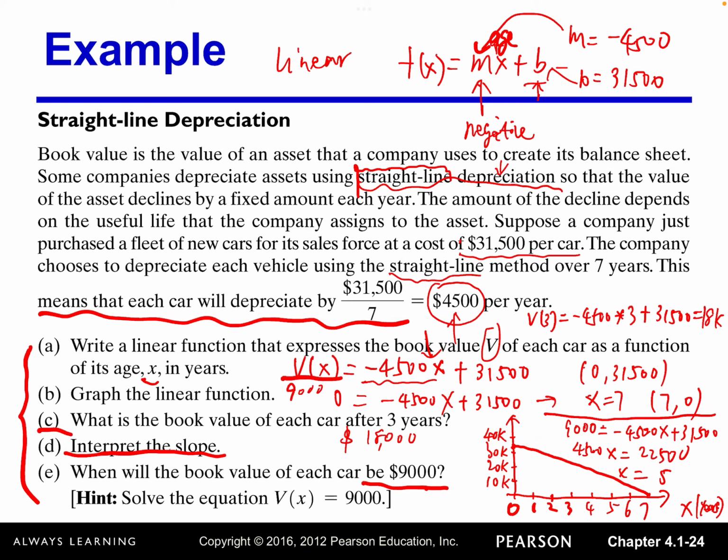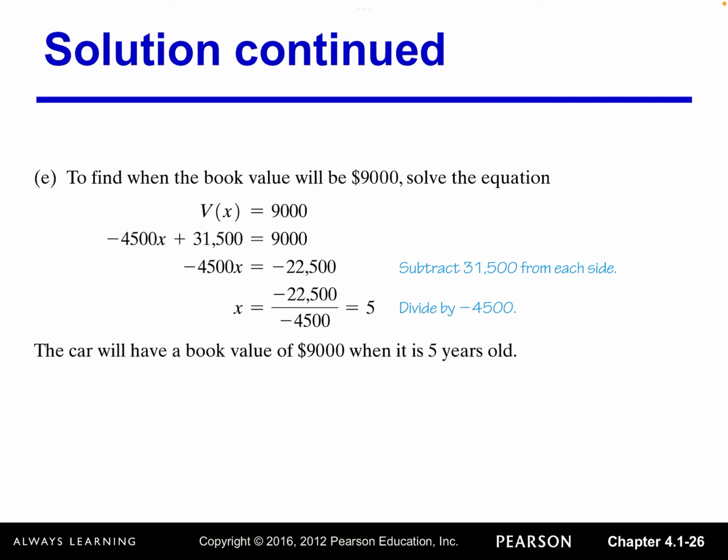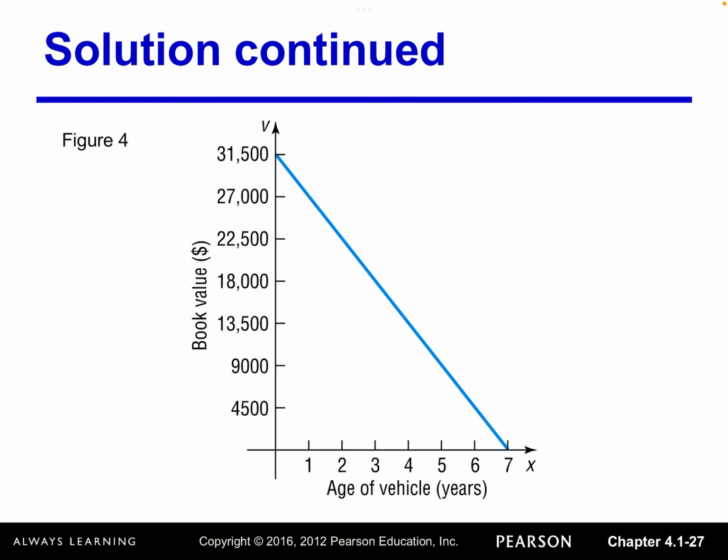Okay, that's how we solve this word problem using a linear model. The next few slides show the details of how each question can be answered and calculated, and a better graph, because my hand-drawn graph is not accurate. This is a more accurate graph for this problem.